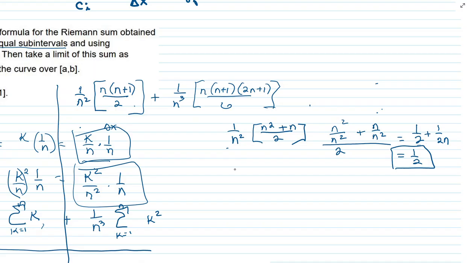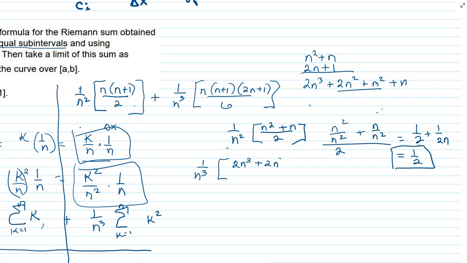The second part, which is a little more complicated, we're going to do some math, some FOIL. This is n squared plus n times 2n plus 1. 2n cubed, bless you, 2n squared plus n squared plus n. So these two add up. So I'm going to have 2n cubed plus 3n squared plus n, and all over that 6.